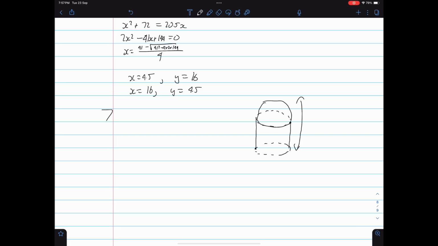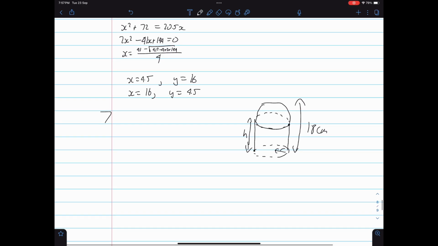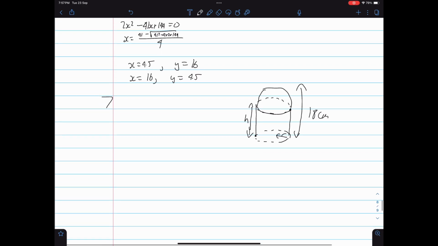From top to bottom, the full way, 18 cm. But then the height is just h. And then you've got a radius, r. And it's given that the surface area is 205 pi centimetres squared. So we need to figure out what r is and what h is.